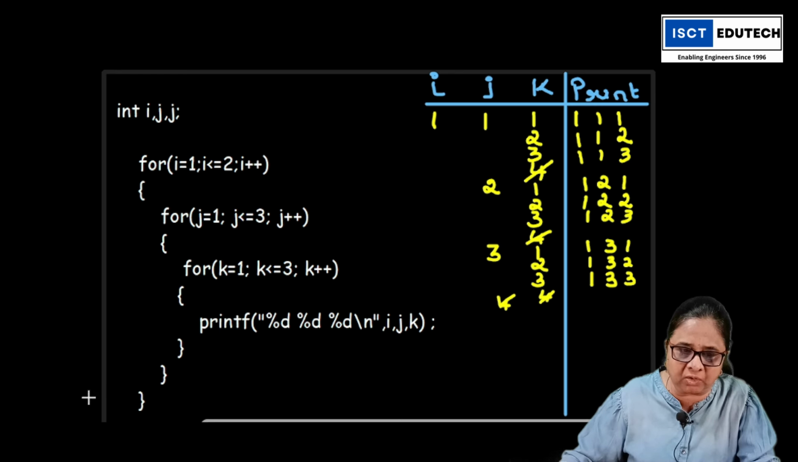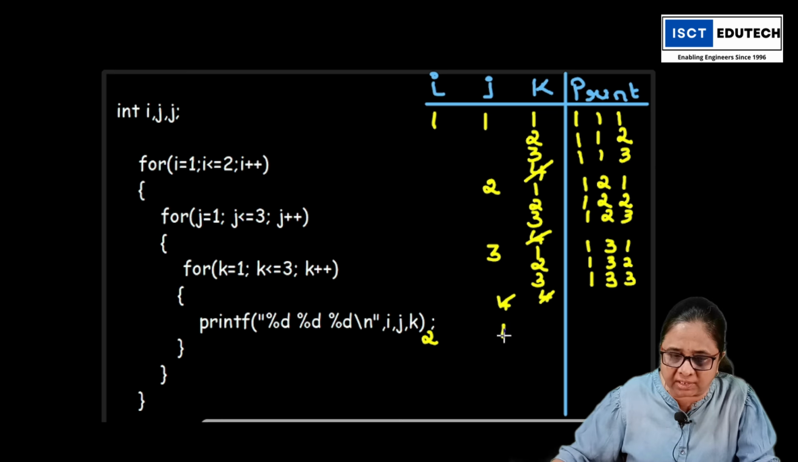What is there outside the J loop is a continuation of the I loop. Now I becomes 2. 2 less than or equal to 2 is true. So enter. Now J starts with 1.